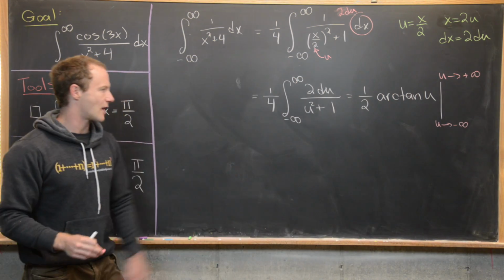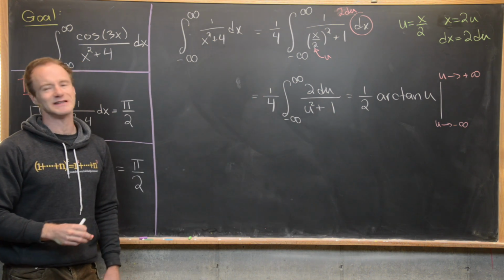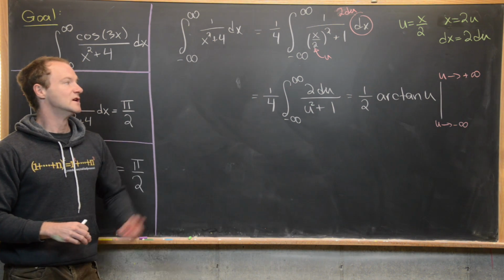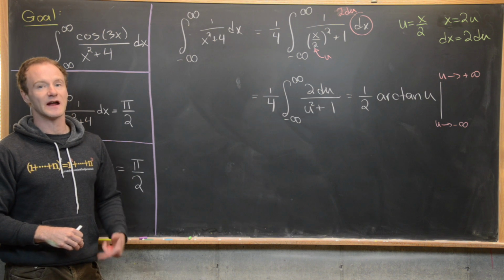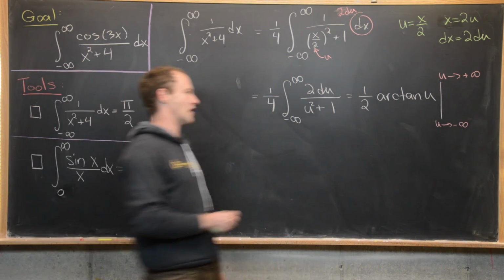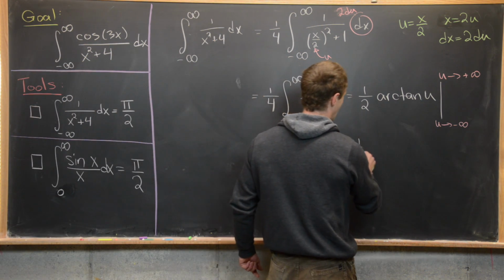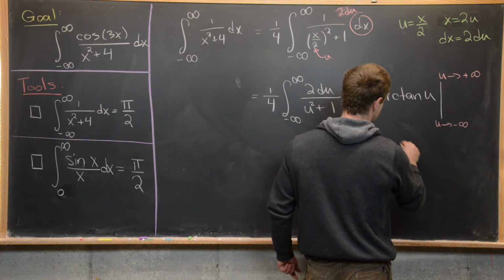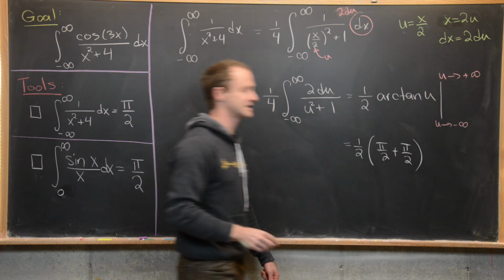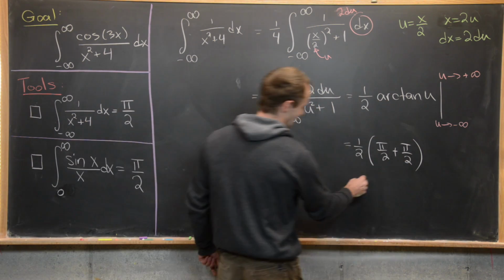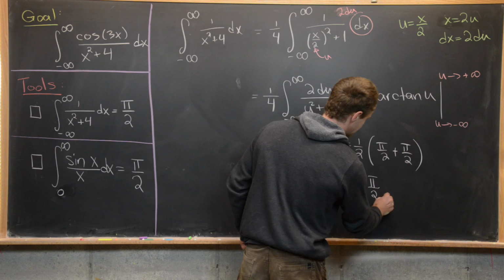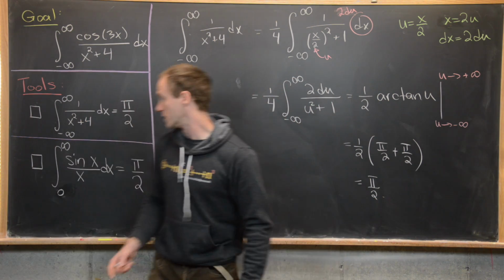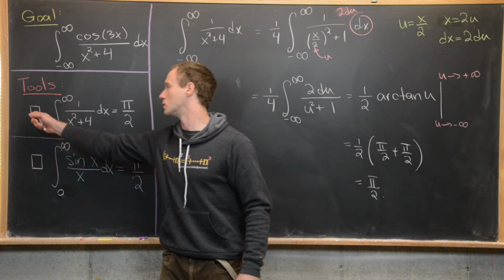This is an improper integral, so that means I need to take a limit here. Those limits are well known. They are pi over 2 and negative pi over 2. So this gives us 1/2 of pi over 2 minus negative pi over 2. So in other words, pi over 2 plus pi over 2. But that clearly adds up to just pi over 2. Okay, good. So we've established this first tool.